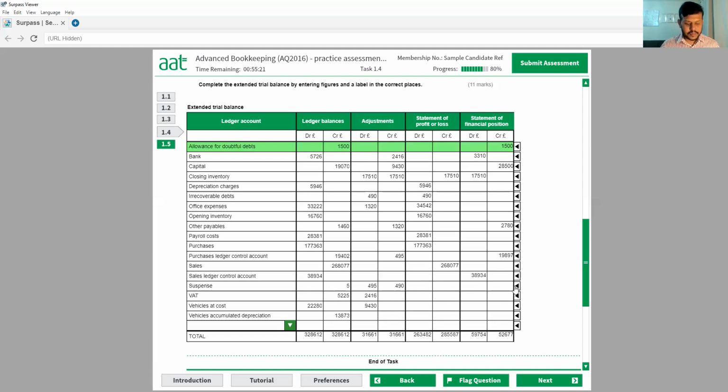Suspense account has to go. Remember that, don't do anything with the suspense account. This has to go. It has to be removed. Don't do anything. VAT, we have a credit and we have a debit. So we have to find the balance.